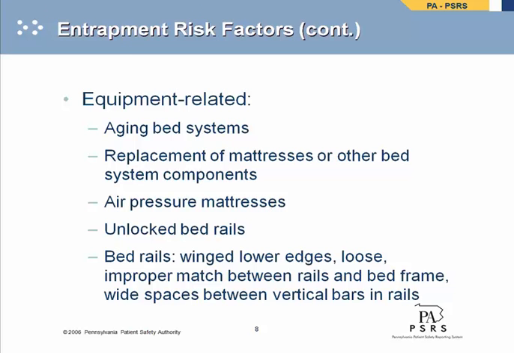If older bed rails no longer consistently lock into the raised position, patient movement may cause the partially raised rail to fall down onto a patient's neck or extremity. The physical structure of the bed rails may increase entrapment risk. Rails with winged lower edges or those with wide spaces between the vertical bars can be problematic.